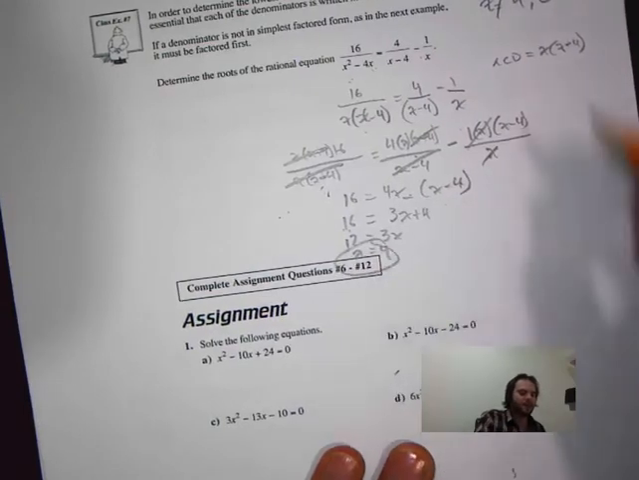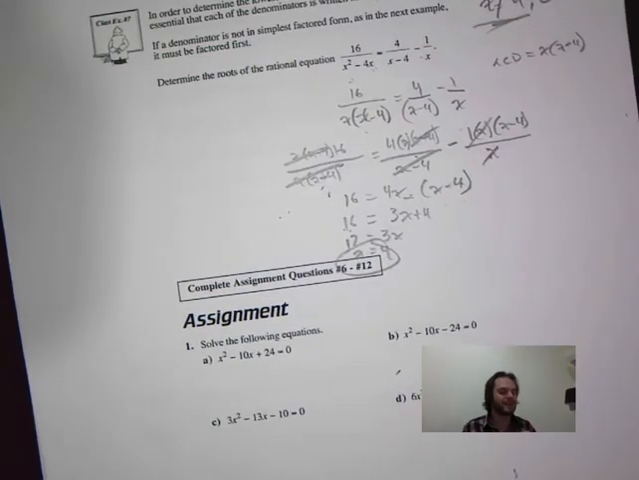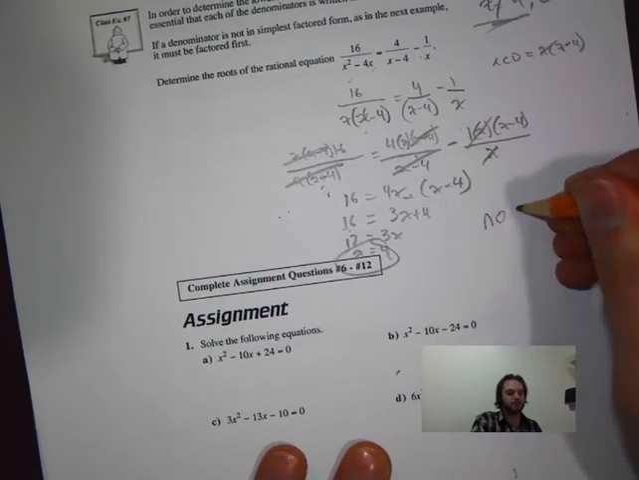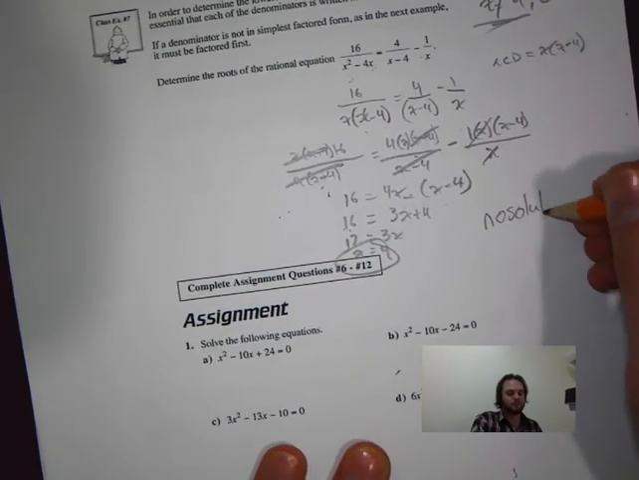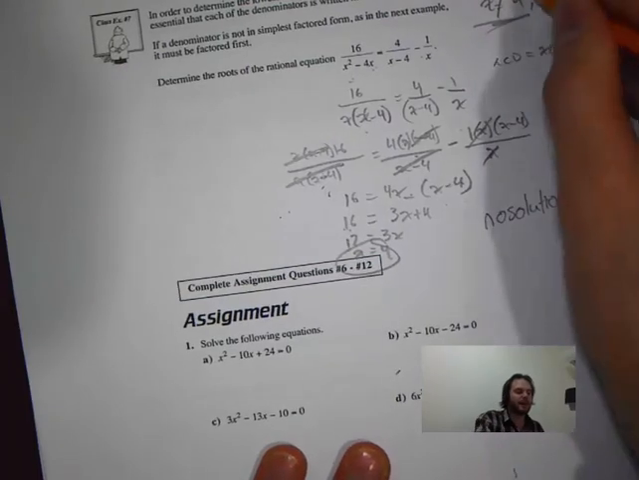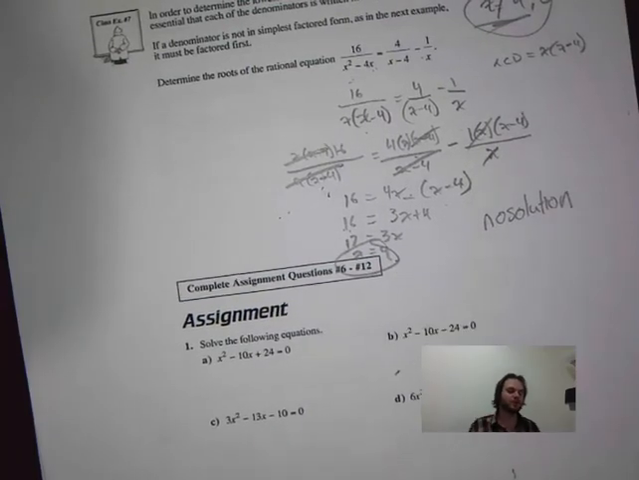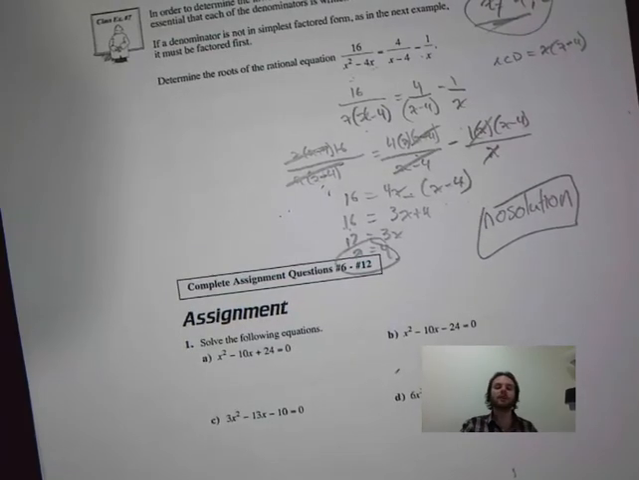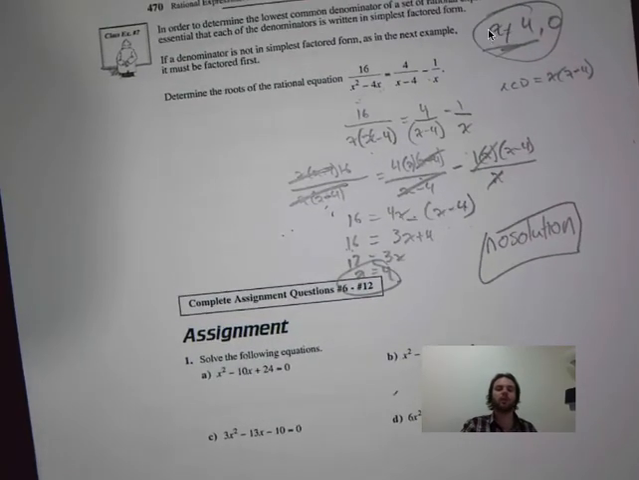But we have here, x cannot equal 4. Therefore, we have a problem. If x cannot equal 4, there is no solution. Because we said x cannot equal 4. So there is no solution. I hope you understood everything. Good luck as we work on all of this later.